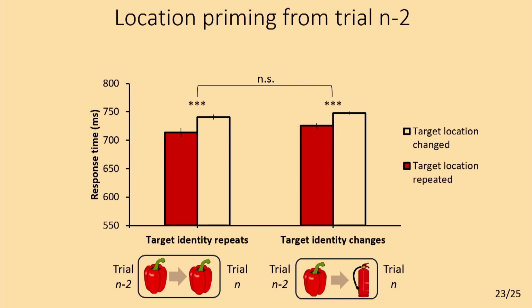This is what we get. So we find a clear location priming effect, but totally independent of the target identity in the n-2 trial. So it supports the proactive attenuation account.